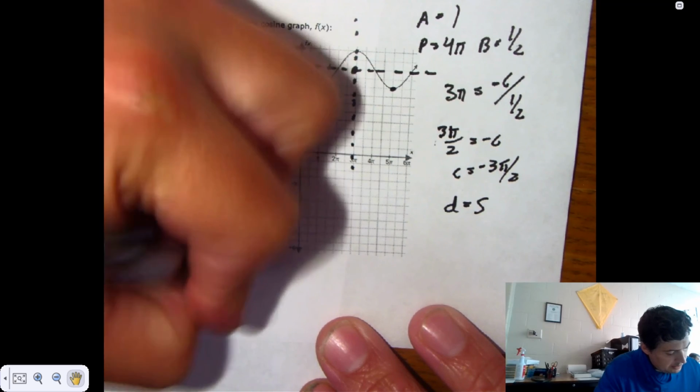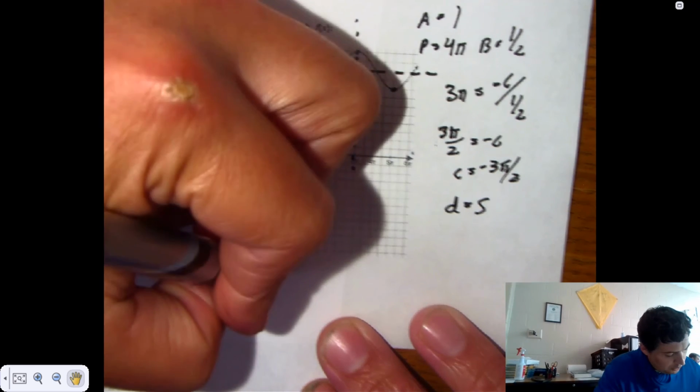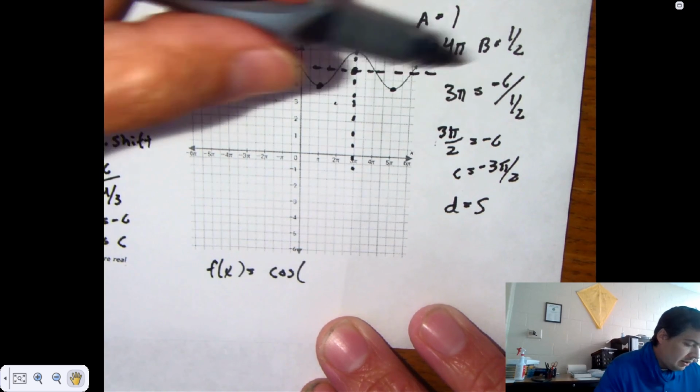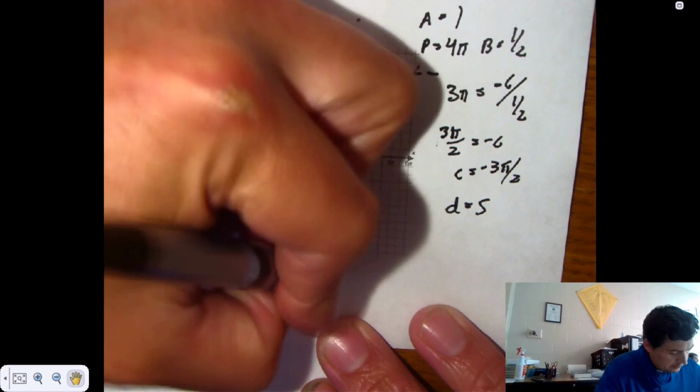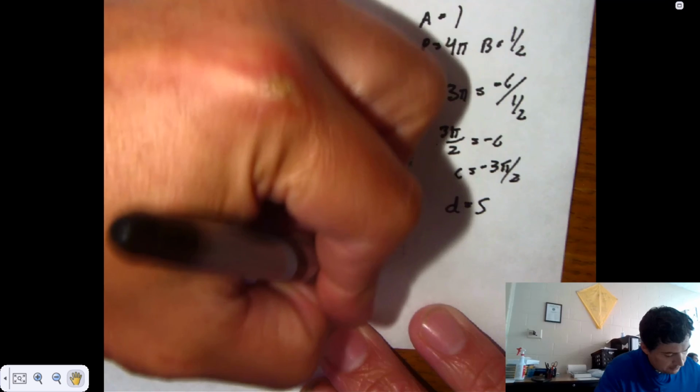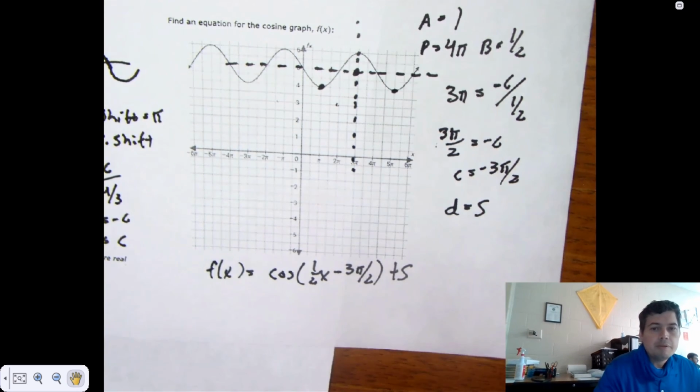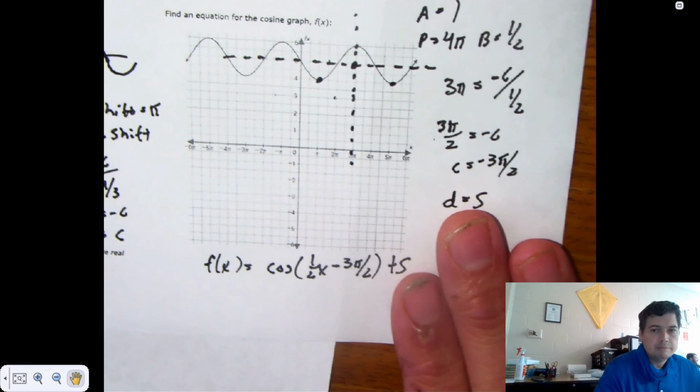F of x is 1 cosine of 1/2 x minus 3 pi over 2 plus 5. So this is the easier lesson. Enjoy it.